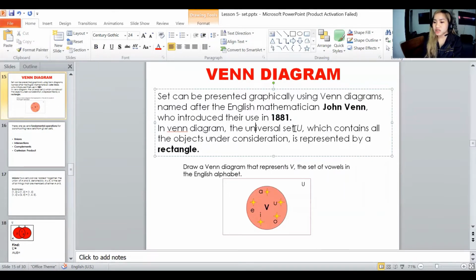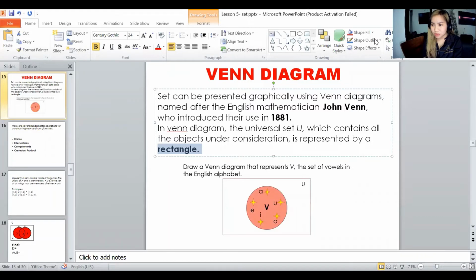So, the universal set U, ito po yung symbol ng universal, which contains all the objects under consideration, is represented by a rectangle. So, yung universal po natin is nasa loob ng rectangle.